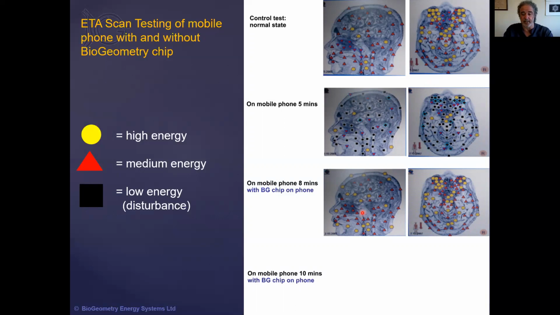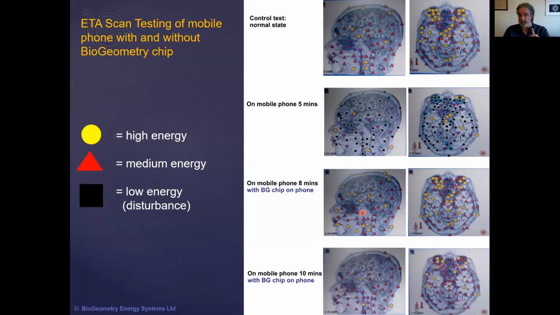Let's just say it brought it back to normal. However, it's good to realize that nothing is a magic wand. Although the BG3, as we call it, the harmonious energy that biogeometry produces, is having this beneficial harmonizing effect, nonetheless, when a stress factor like electromagnetic radiation is constantly bombarding, then it begins to have a cumulative effect.